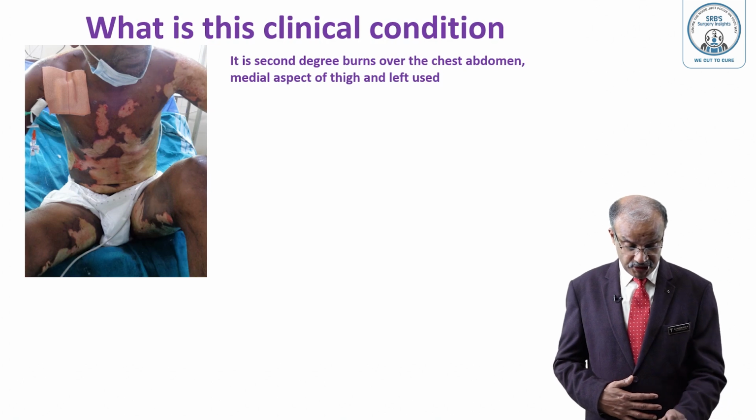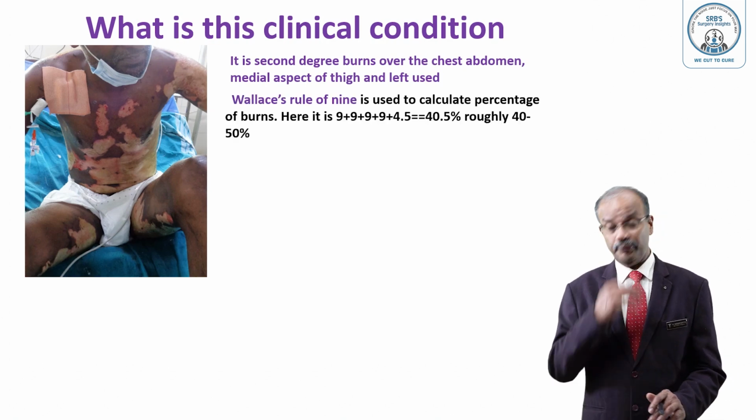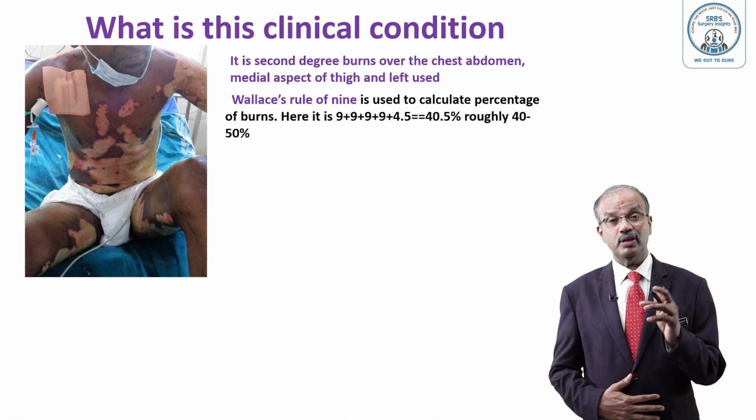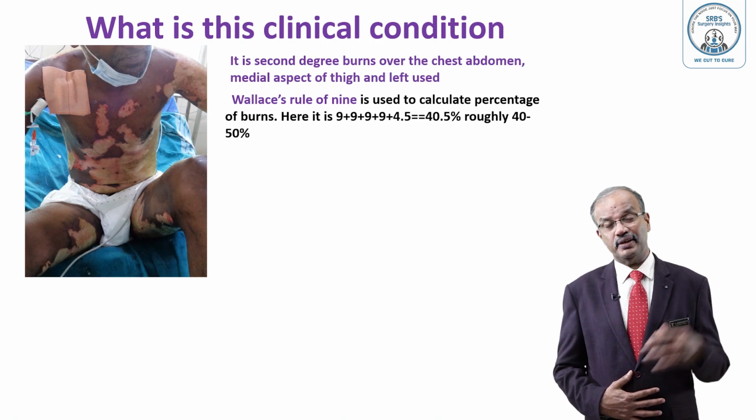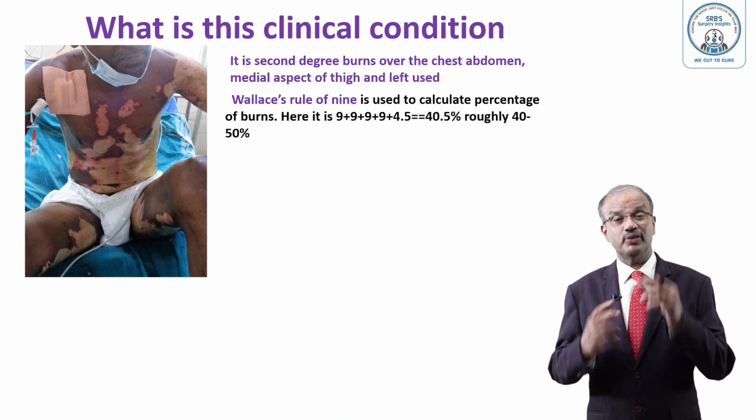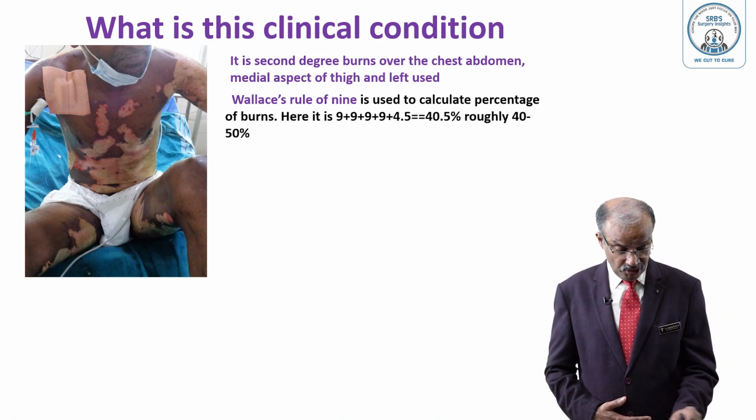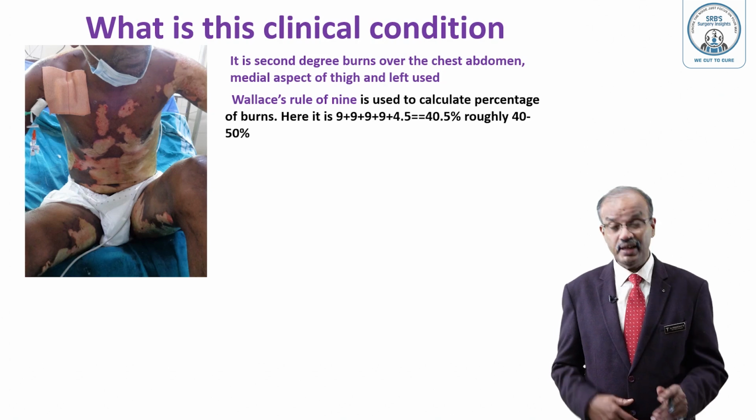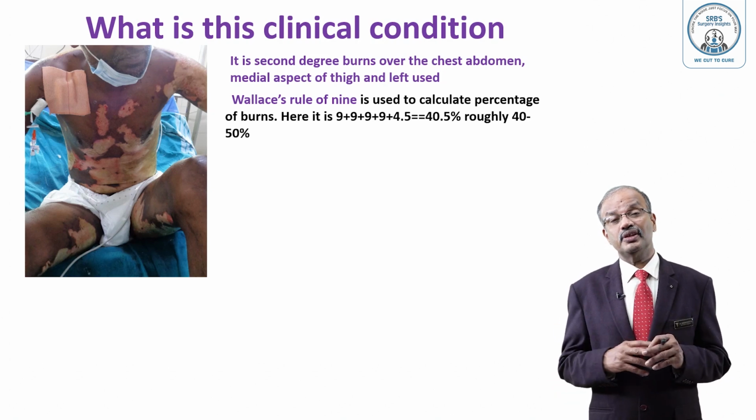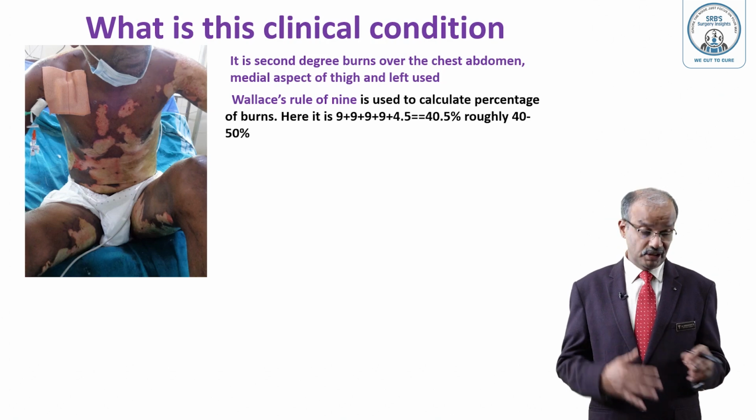And second degree burn of chest, midline, thigh and left leg. Wallace's rule of 9: this is 9 front, 9 back, 9 for each leg, 9 for each upper limb, 9 head, and 1% in the perineum, like that it is classified. Roughly along that, anything more than 50% is considered as 50%, beyond that is not considered. So it's a very, very critical percentage.